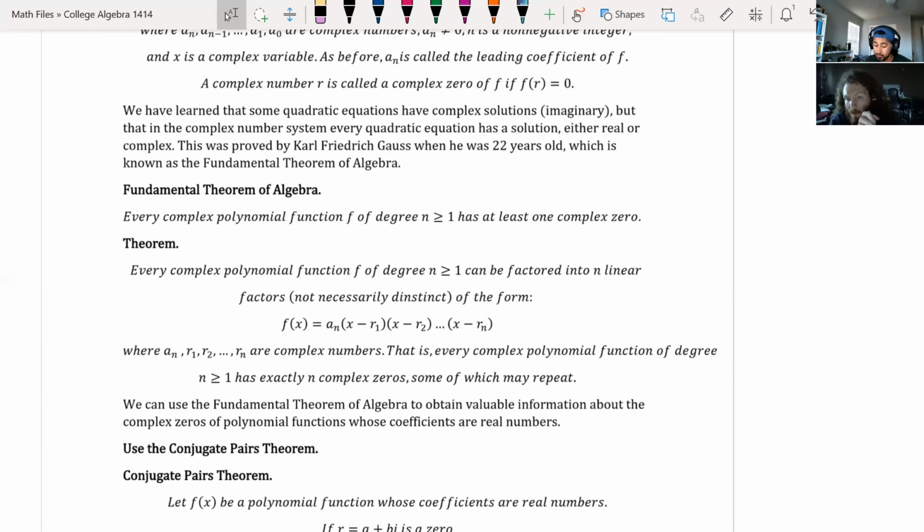So again, this is what we were doing on Monday. We were taking polynomial functions and breaking them down into factored form. So you'd have a sub n times x minus r1, r2, all the way to the final factor after we break down the polynomial. So what we're seeing is nothing new, but just more definition behind it. Okay, where a sub n, r sub 1, r sub n are complex numbers, and every complex polynomial function of degree n greater than or equal to 1 has exactly n complex zeros, some of which may repeat.